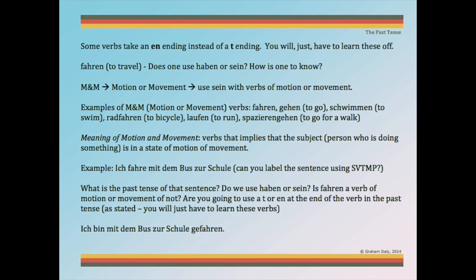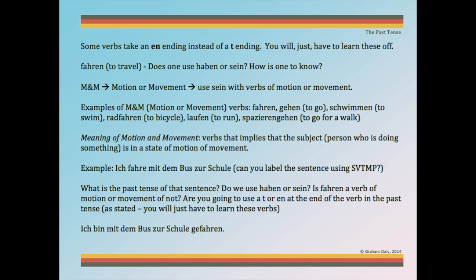Now, German verbs, as well as having T at the end, they could also end in en. For example, gefahren. Note here that instead of having a T at the end, we have an en. With a lot of German verbs, you will just need to learn which verbs end in en or T in the past tense.